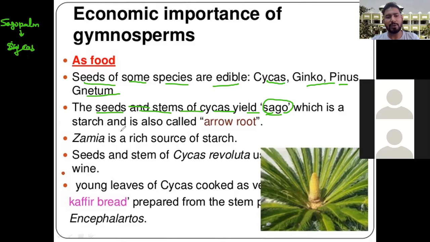Sago is starch and is also called arrowroot. Zamia is a rich source of starch, as we have seen. Zamia pygmaea is the smallest gymnosperm.